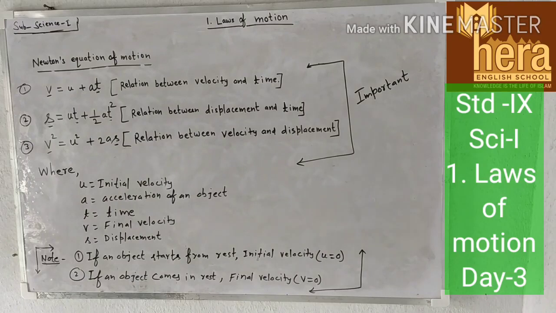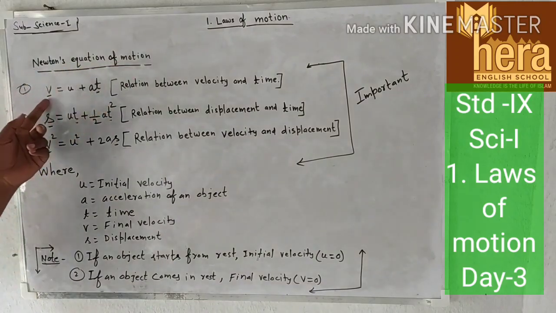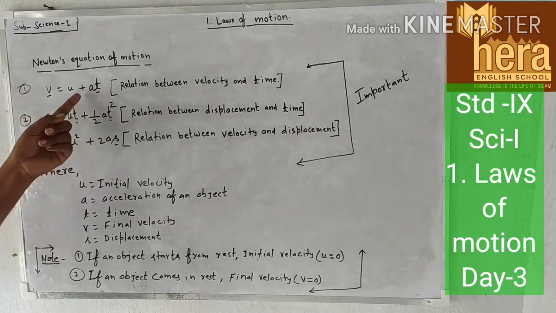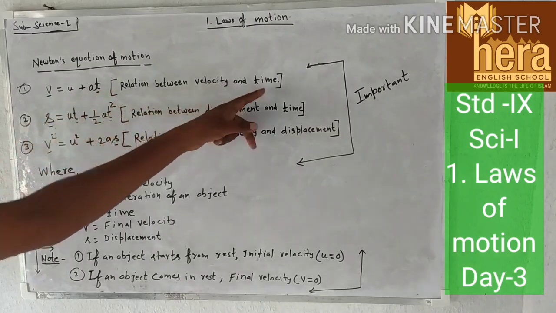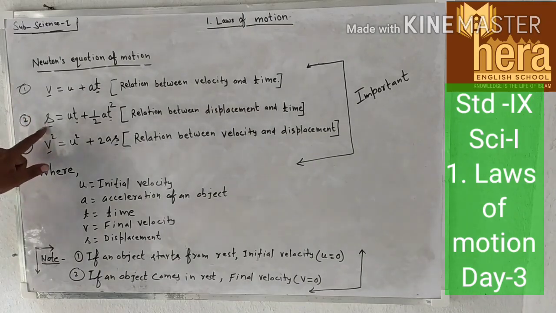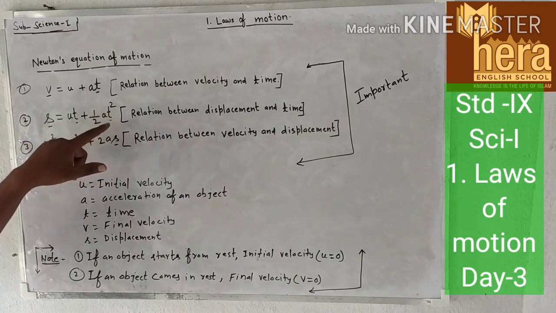Actually, Newton did observation of motion of an object, and he gave a set of three equations. Newton's first equation of motion is v = u + at. This gives the relation between velocity and time. Newton's second equation of motion is s = ut + 1/2 at².